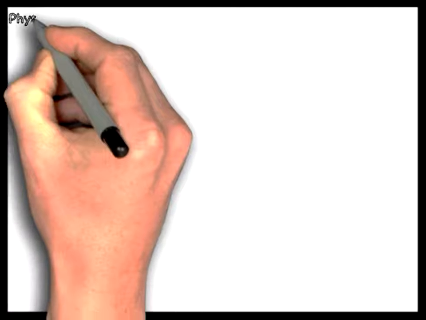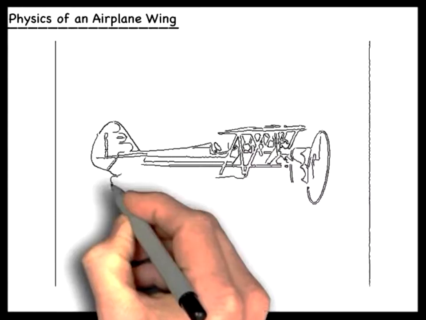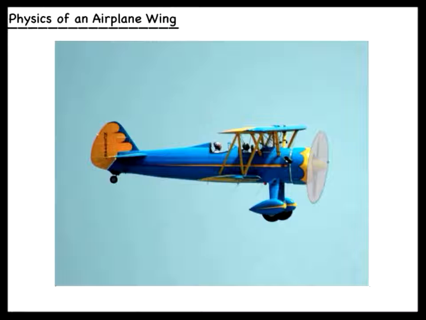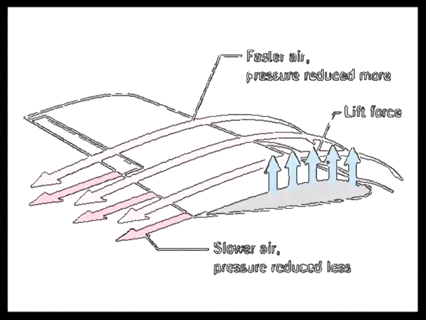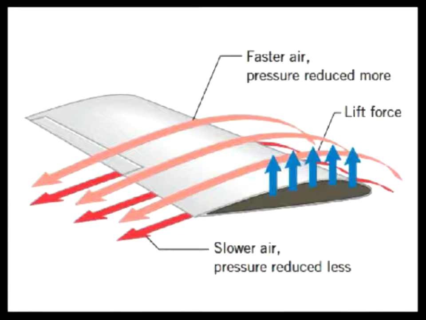Our second example is to look at the physics of an airplane wing. There are 4 forces that act on an airplane in flight: its weight, the thrust from its engine, drag from the air resistance, and a lift force. It's the wings of the airplane that produce the lift. As the figure shows, air rushes both above and below the wing as it moves through the air. Thus, the pressure both above and below the wing is reduced relative to atmospheric pressure.